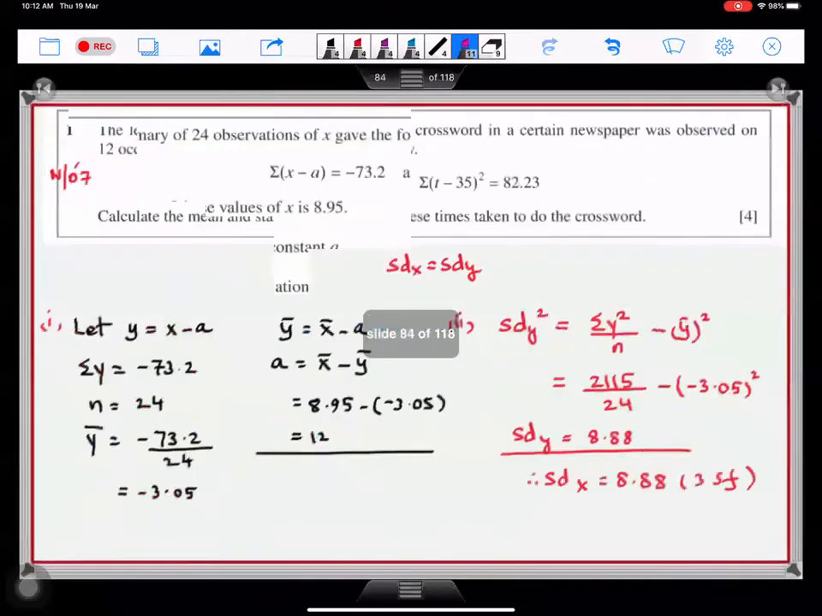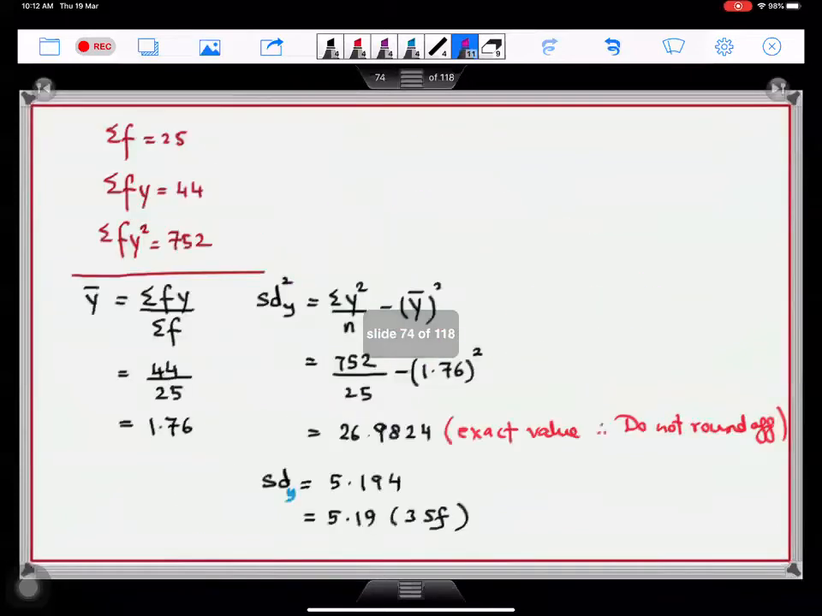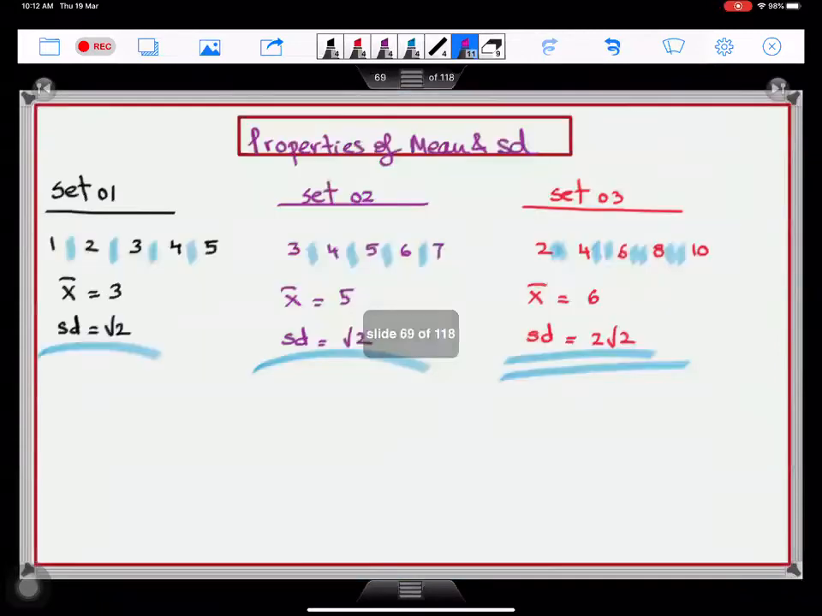Let's go back a bit, and then we will be doing miscellaneous problems on basic mean and standard deviation, as well as coding. This was the beginning of the second lecture. When we got started, we said that if I compare set 1 with set 2, if there is a constant addition of a number to all the values in the data, only the mean is changed, standard deviation remains unchanged. This was the beginning of coding.